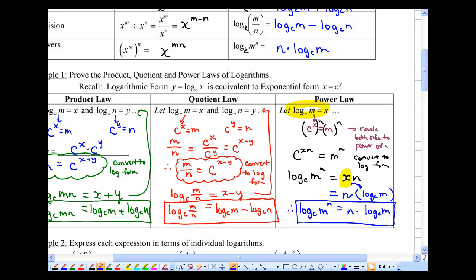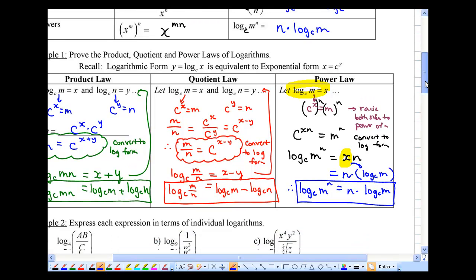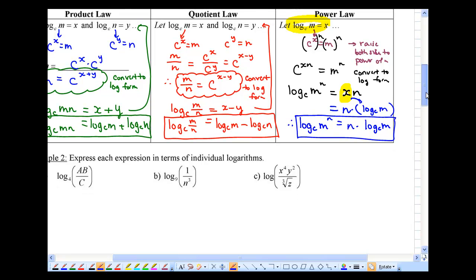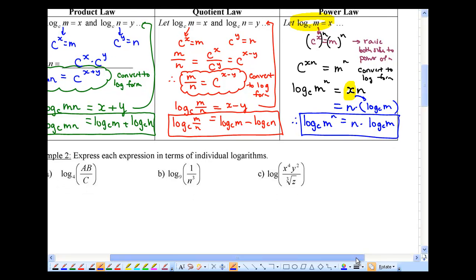Now, if you don't like proofs, then don't worry about it. But once again, I just want to show you that Mr. Lee does not lie to you about math. Alright, the key thing is to know these three expressions and now know how to use them. So in example number 2, I'm going to ask you to express each expression in terms of individual logarithms.